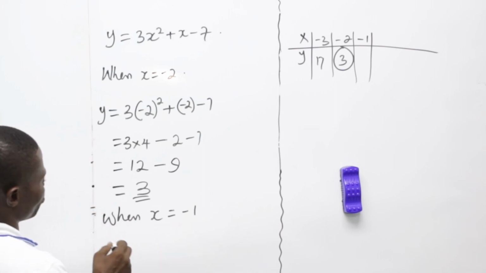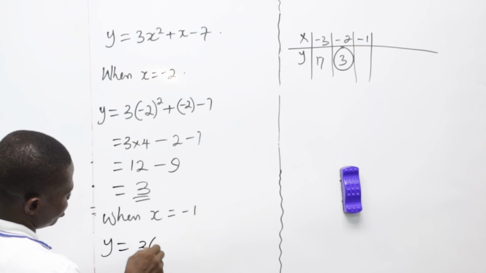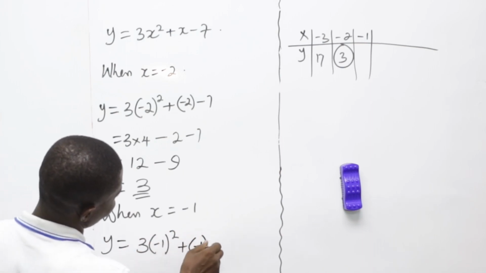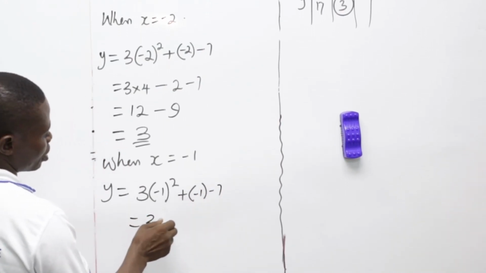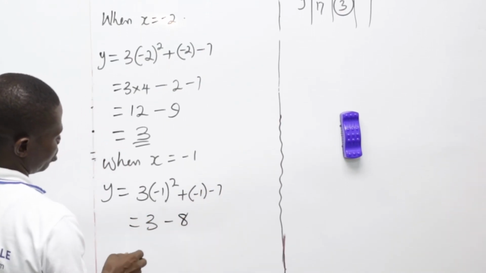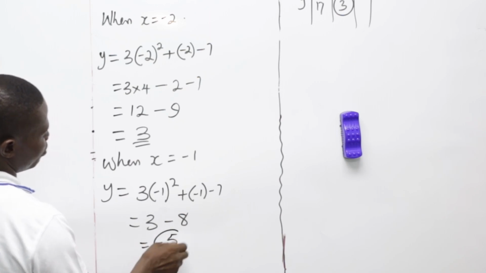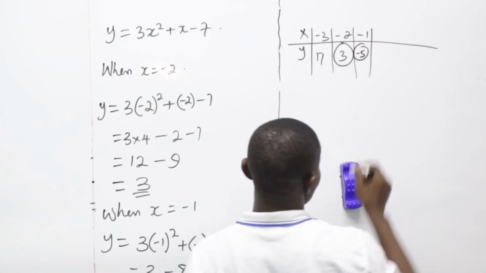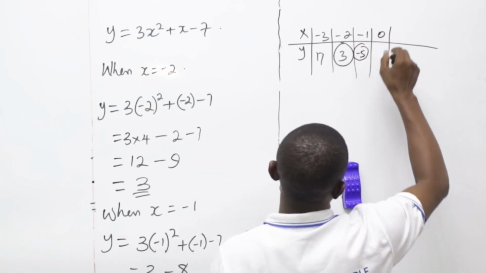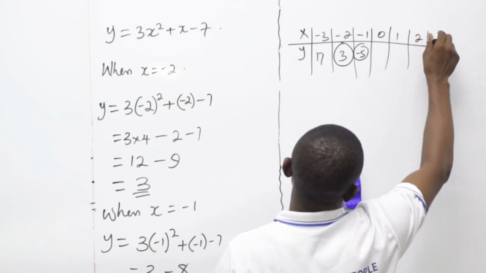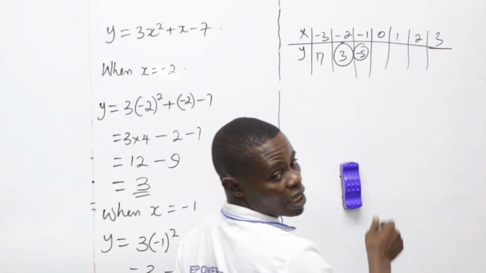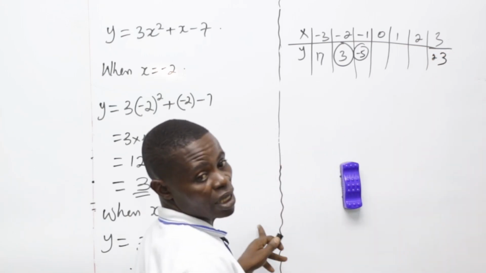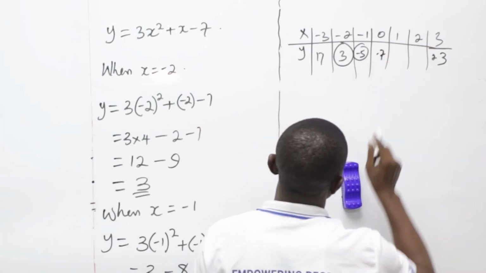So when S is -1, Y equals 3 into -1 all squared plus bracket -1 -7 will give us 3 -8, which is -5. So you come to this place, you write -5, you circle it because you are the owner. You solved it yourself. Nobody did that for you. So they gave here 23. They gave for under this -7.